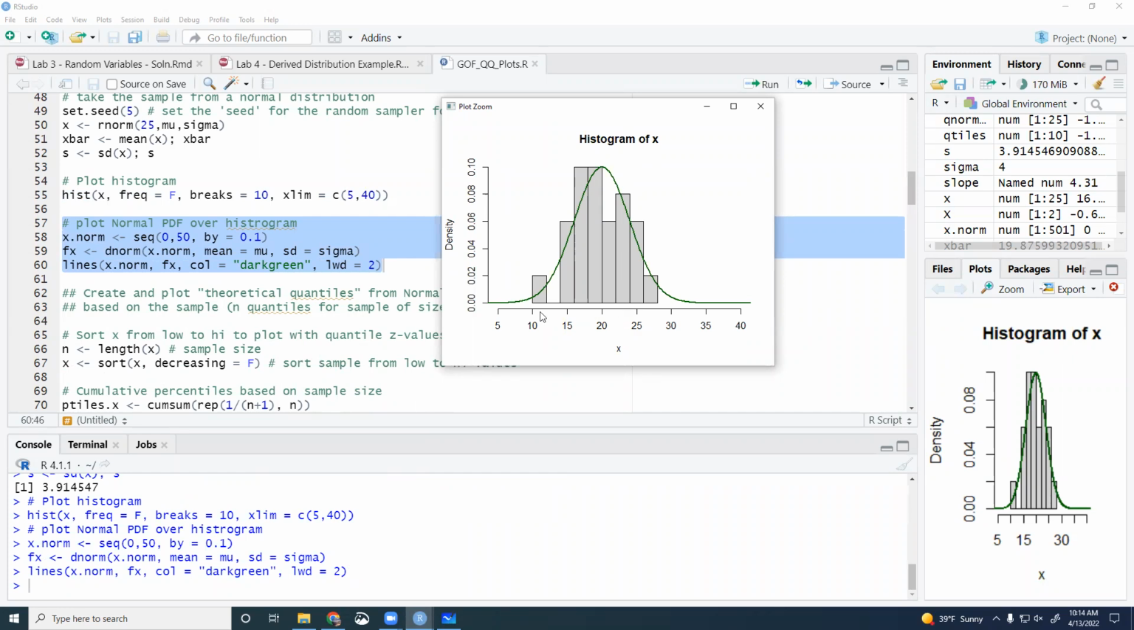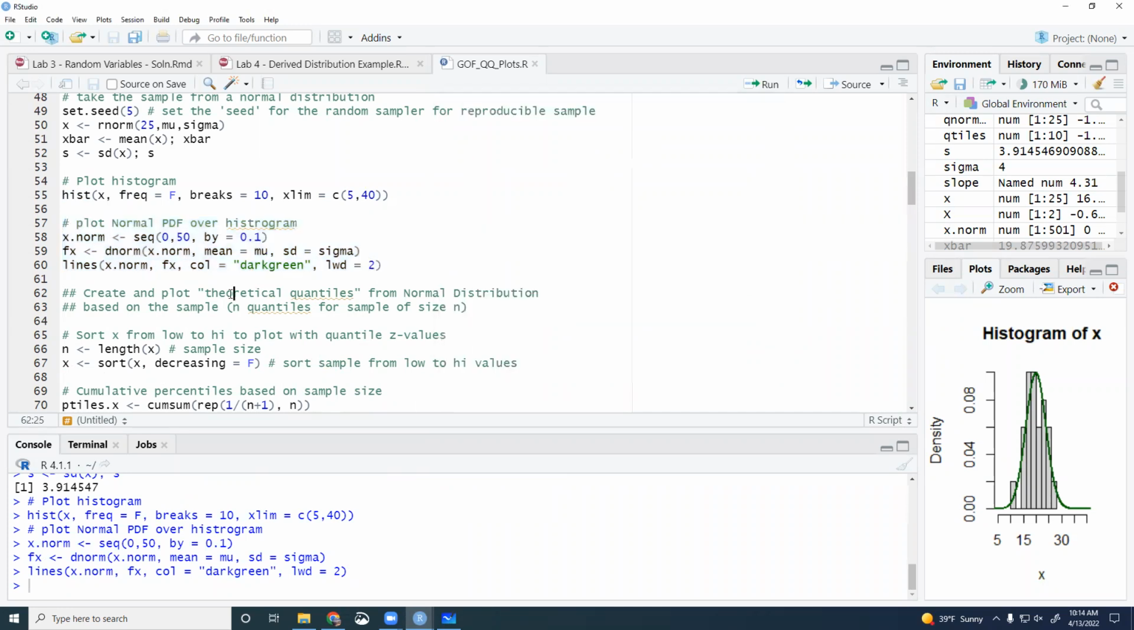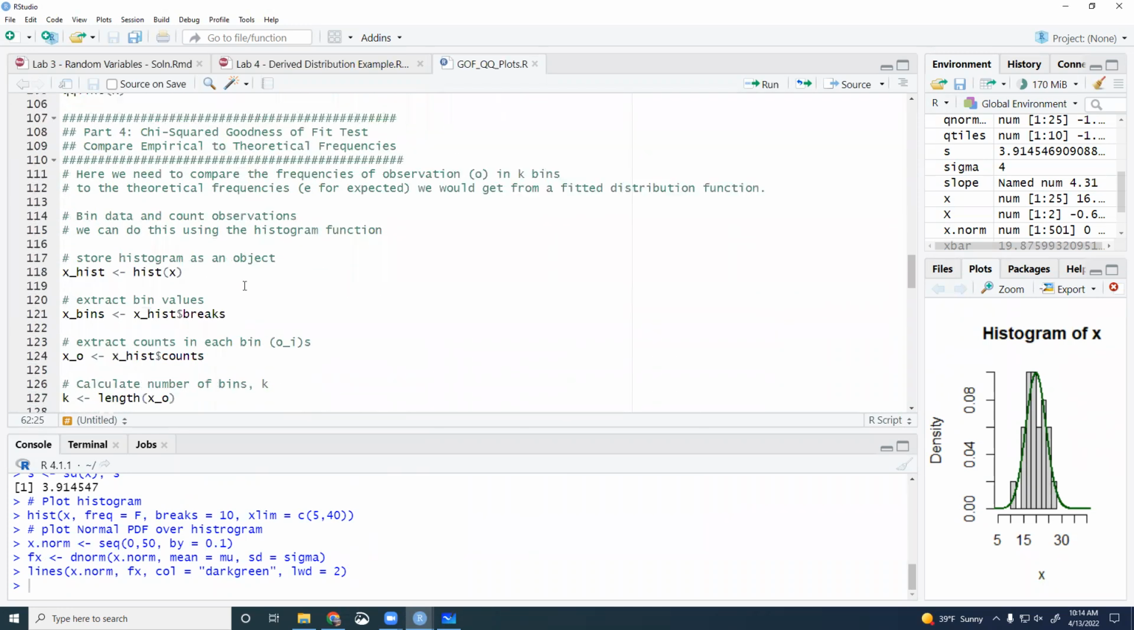So what we're going to do is use the chi-square goodness of fit test to see, is this sample in fact from a normal distribution? We know it is because we've generated it, but we'll use this chi-square test to do that. So we'll scroll down to part 4. And I'll just wait another minute for you all to catch up.